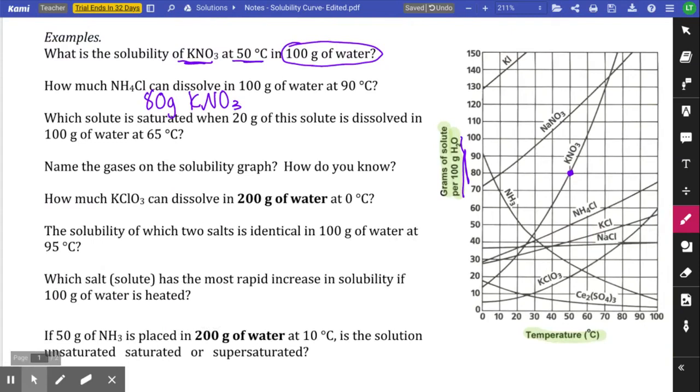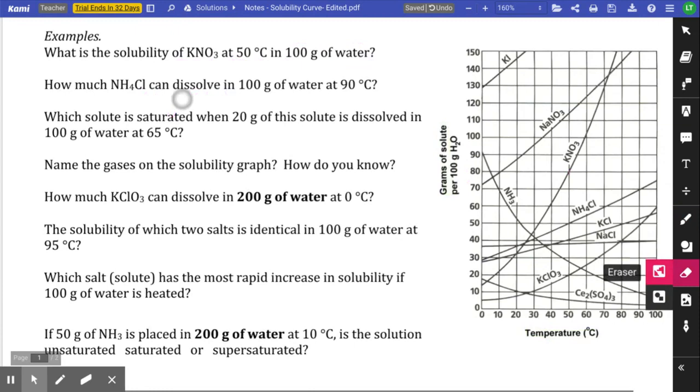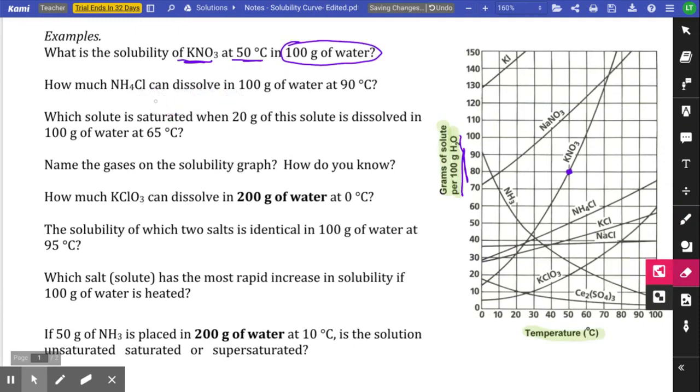All right. Now then, our next question. Oh, I wrote that in the wrong spot, didn't I? Let me rewrite that. Okay, so now for our next question. It wants to know how much NH4Cl can dissolve in 100 grams of water at 90 degrees Celsius. So once again, that 100 grams still matches the amount on my y-axis.